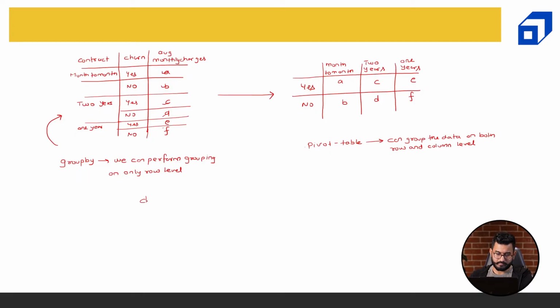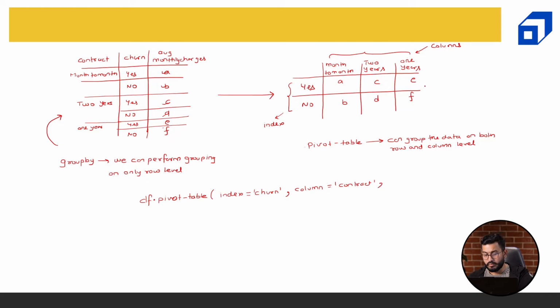Number one, df.pivot_table. This is the very first thing. Then we have to define what you want to keep on your index. So index, now index is nothing but this. These are known as my index, and as of now I have kept the churn column on my index. So I'll write, and on the index I want the column churn. This is known as my columns. So what I have kept on my columns? The contract column. So columns is equal to contract.